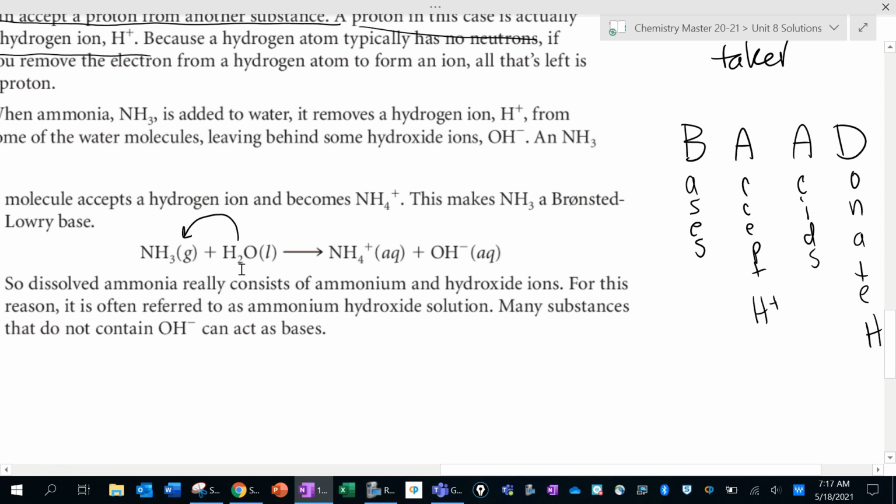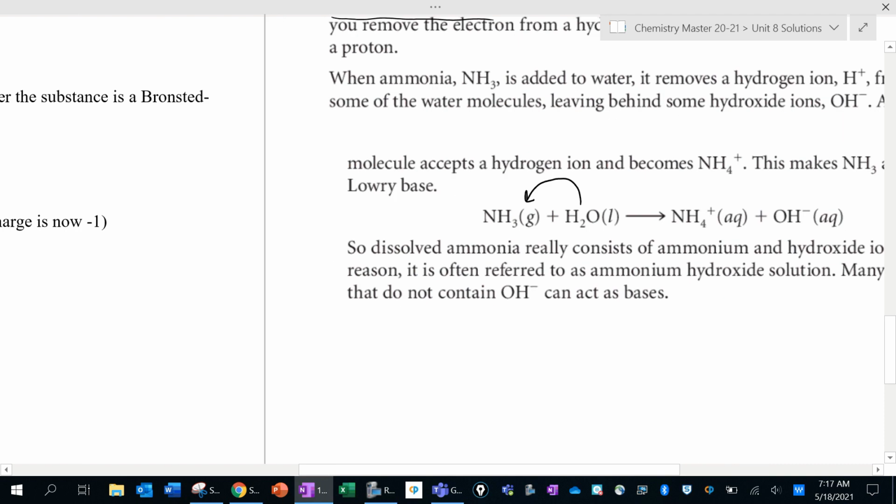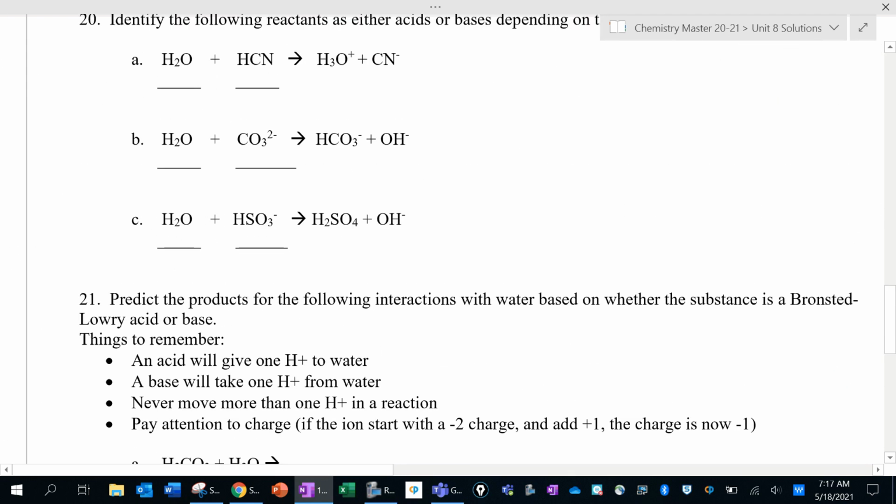So you make a hydroxide ion by taking a hydrogen from water. And that's how some of these bases work. And this we sometimes refer to as a Bronsted-Lowry reaction. We're showing what's going on when you put the substance in water. It's either giving a hydrogen or taking a hydrogen. And yeah, so we want to do some practice with this over here.